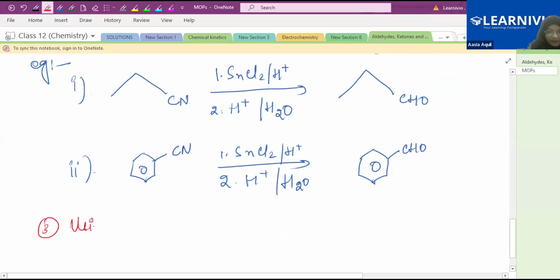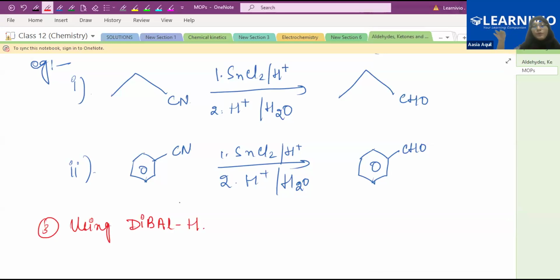Using DIBAL-H. This is again our DIBAL-H, a reducing agent, a good reducing agent, or you can say a selective reducing agent. ये selective members को ही reduce करता है, not all the members. Not just like lithium aluminium hydride, जो सबको reduce कर दे. It's a very selective reducing agent.